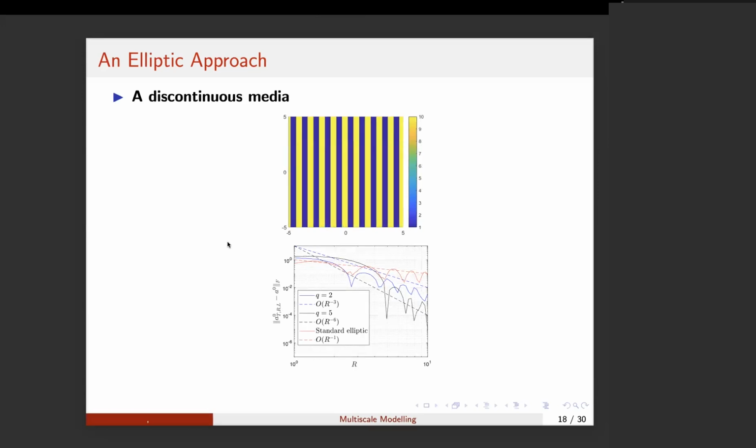Okay, so another case that we study numerically is when we have discontinuous media. And this is also a case where the theory doesn't apply. But still, we are able to observe improved convergence rates upon choosing higher values of Q. Okay. So remember that in the theory, we assume some regularity for A. We assume that it's in W1 infinity.